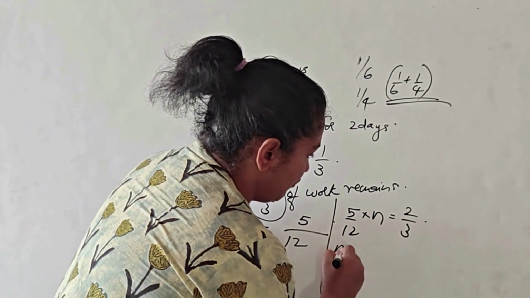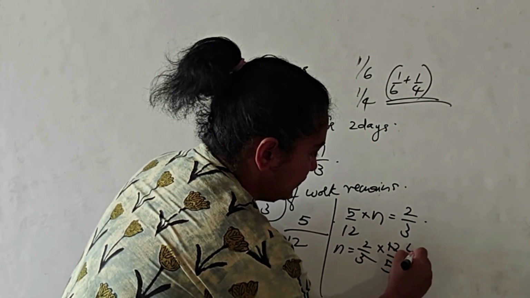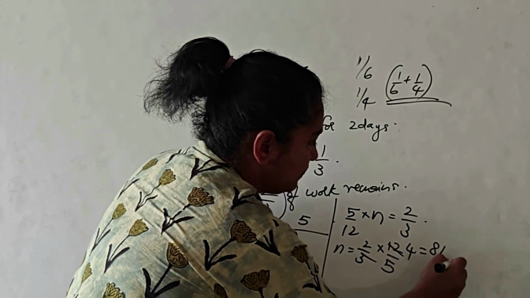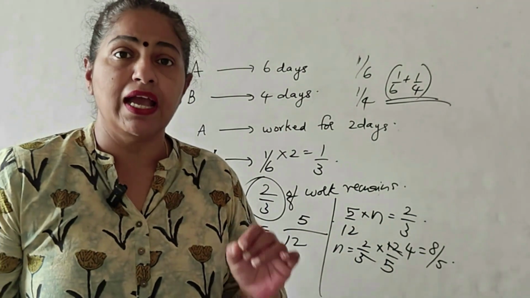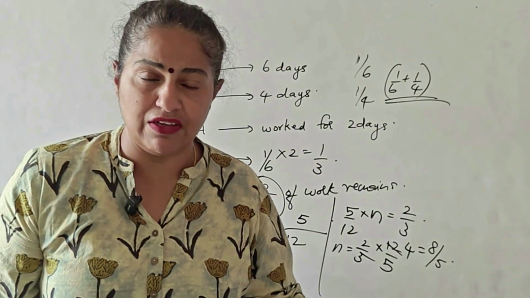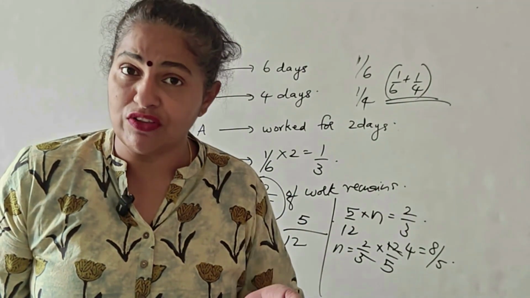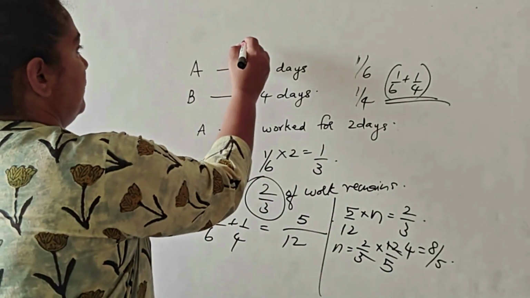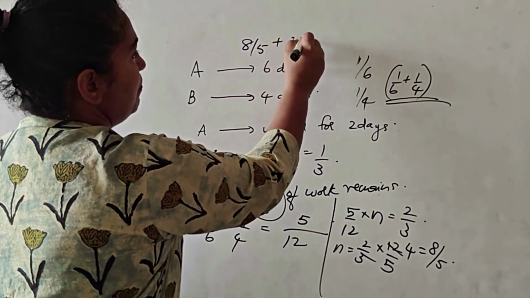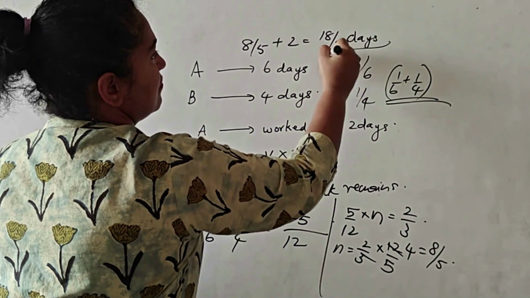Now to find the value of n, it is 8 by 5. So A and B have to work together for 8 by 5 days in order to finish the remaining work. But A has already worked for 2 days. So what's the total number of days? It is 8 by 5 plus 2, which is 18 by 5 days.